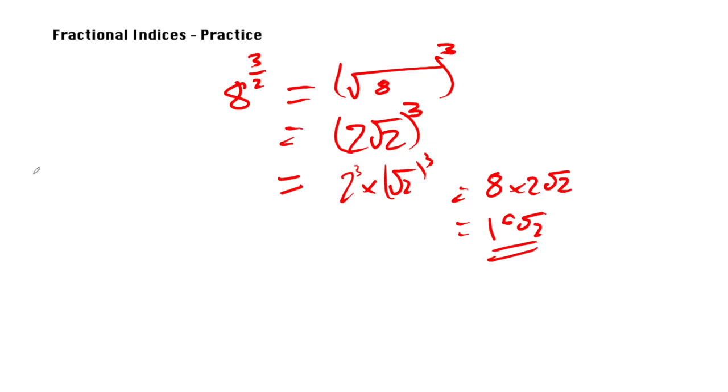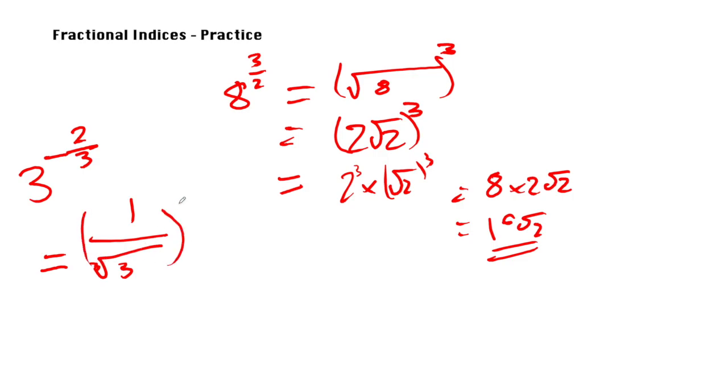Okay, so another example might be 3 to the power of minus 2 over 3. So that is the same as 1 over the cube root of 3 to the power of 2. And then you can just leave that as this.